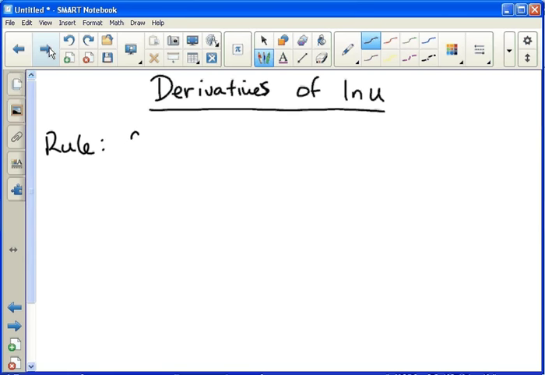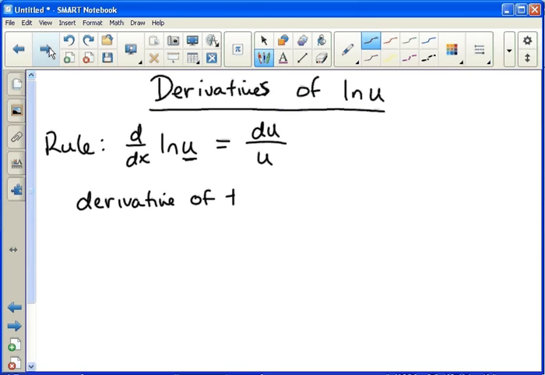So the rule for taking the derivative of a natural log is simply this. You take the derivative of that inside part and you divide by that inside part. So you can call it du over u, or another way to say it is it's the derivative of the inside over the inside. Derivative of the inside over the inside. So if you notice, the natural log disappears completely.